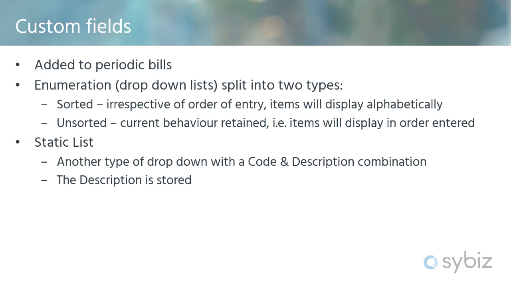The unsorted list is basically the current behavior that you have with those enumeration types of custom fields, where the order of the items within those drop-down lists will be reflective of the order in which you've entered them into the UI. Whereas with the sorted list, it doesn't matter which way you enter them into the list, they will be displayed alphabetically when you go to select them.